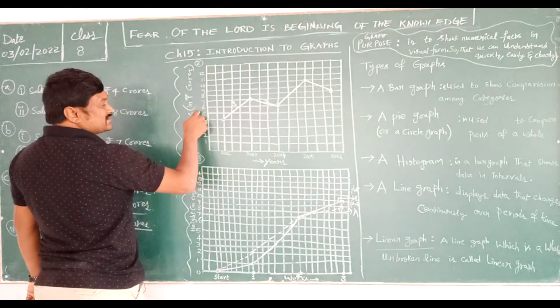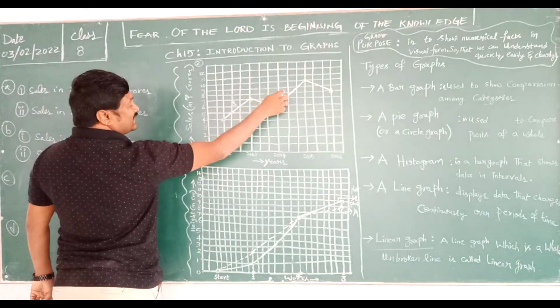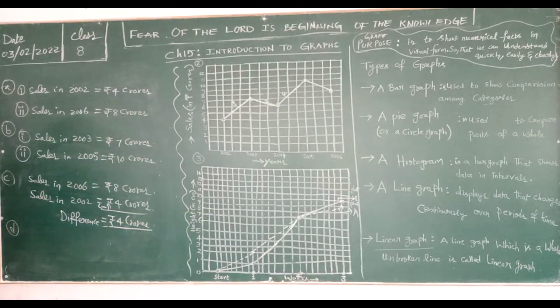2004 it is 6, 2005 it is 10. 6 and 10 means 4 crores. So the highest difference you already got. Now the difference is in 2005. In 2005 you found the greatest difference compared to 2004. So what is the difference?